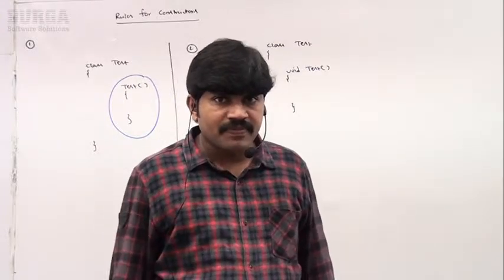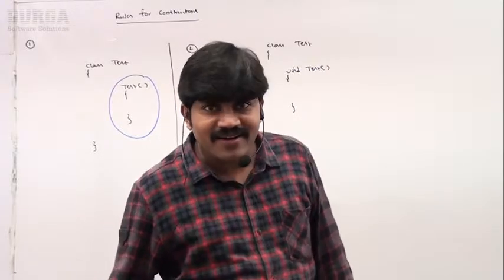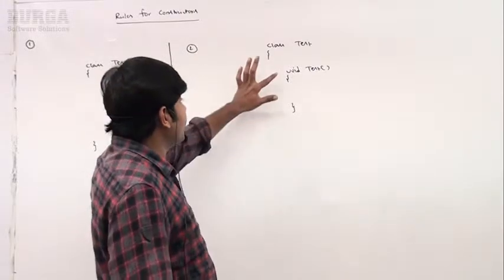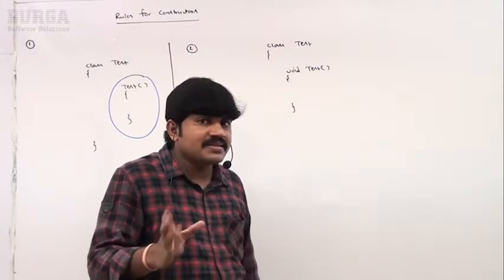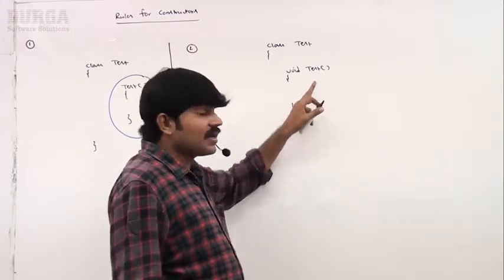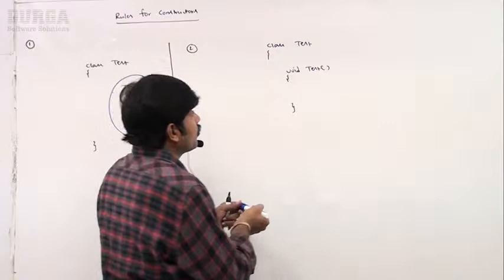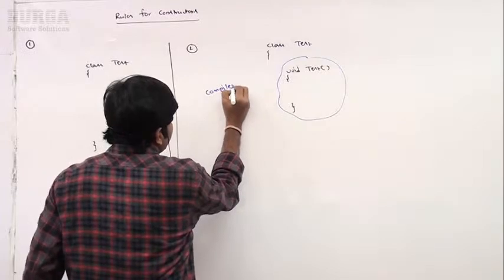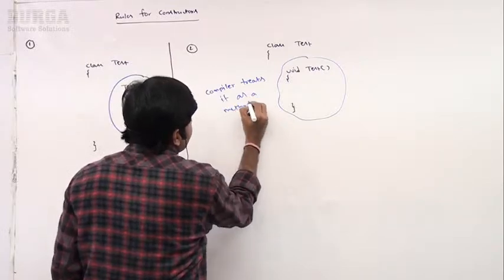Can you tell what will happen? Will the compiler give an error? Respond, man. No. By mistake, if you take a return type for the constructor, the compiler simply treats it as a method, but not a constructor. So where is the proof? I will explain, don't worry about that. The compiler treats it as a method, but not a constructor.